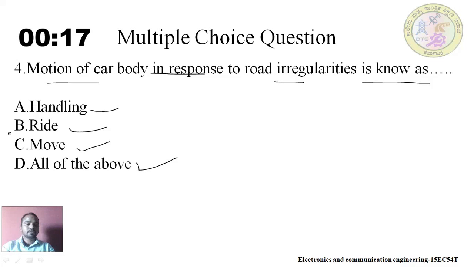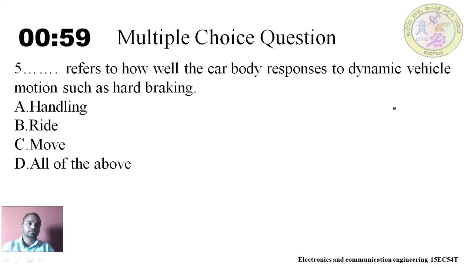Yes, the right answer to this question is ride. The motion of car body in response to road irregularity is known as ride. Now we will move to the next question, question number 5. Dash refers to how well the car body responds to dynamic vehicle motion such as hard braking.